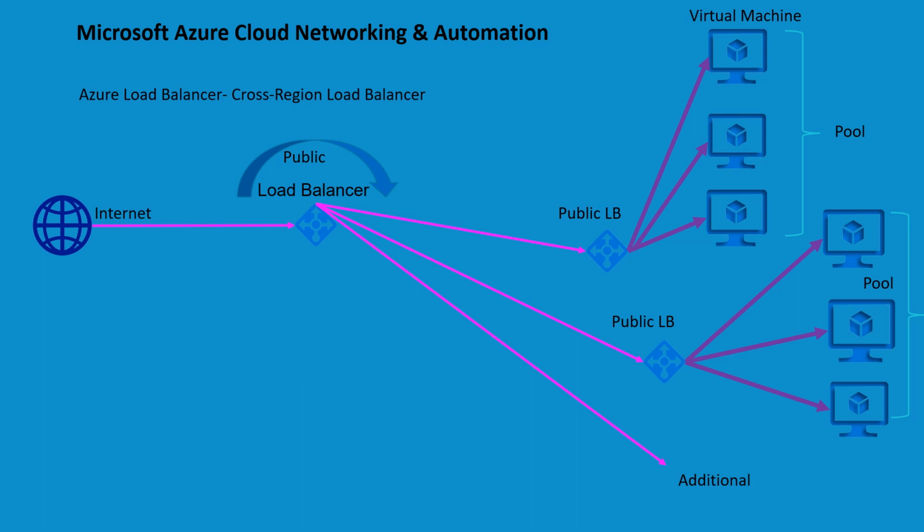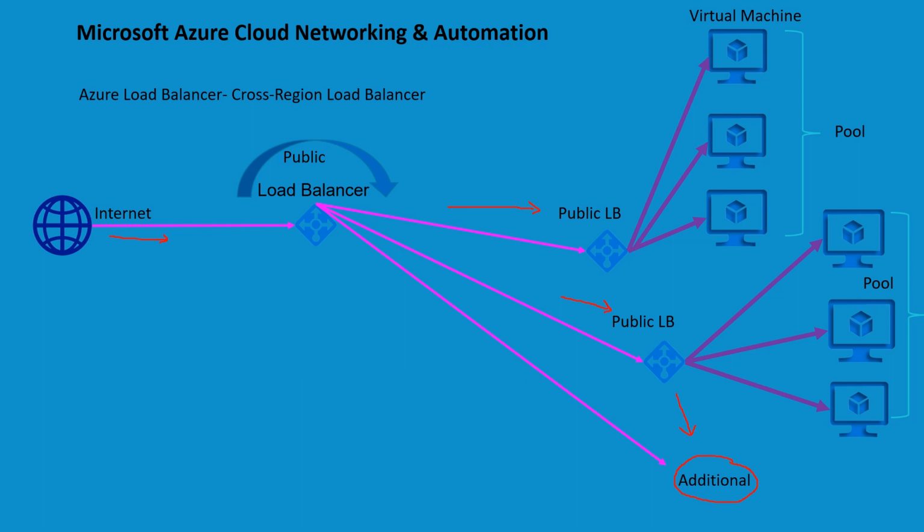So the traffic which comes from the internet goes to the load balancer, and then it gets redirected to the regional public IP addresses. Those are configured for a regional load balancer. And you have the option to put your workload in multiple regions based on your requirement. So there's an additional mark that indicates you can have multiple instances of public load balancer in multiple regions.